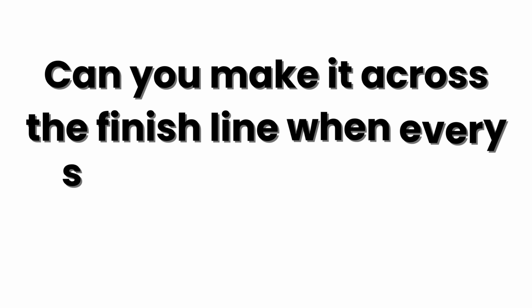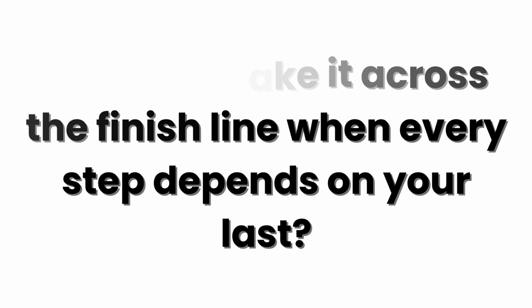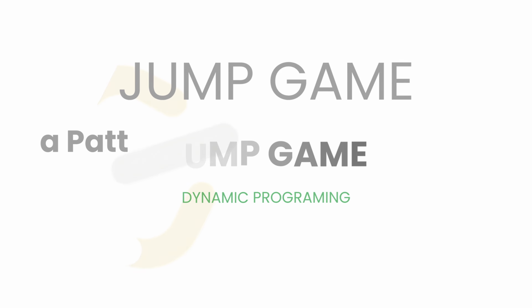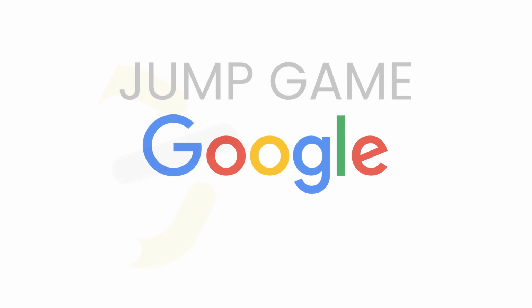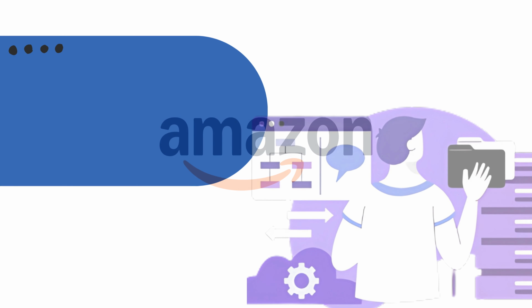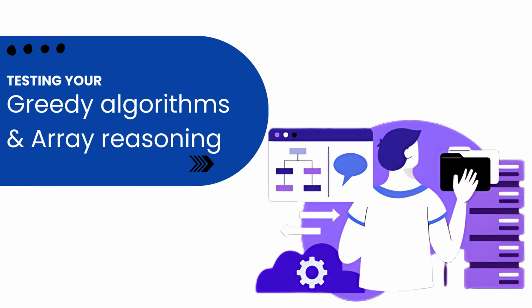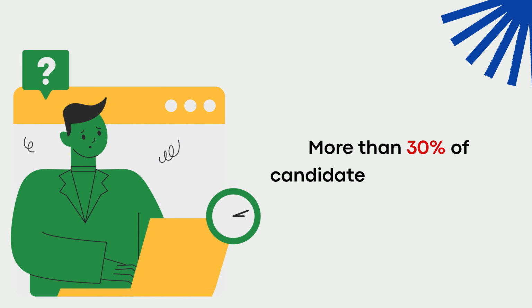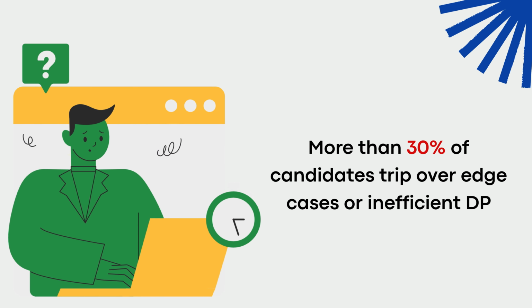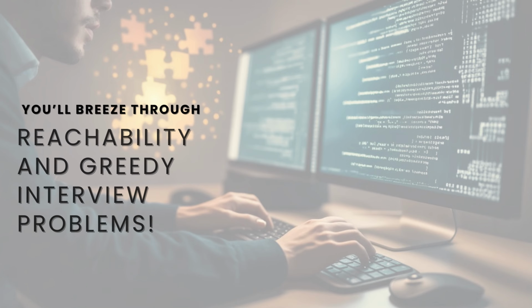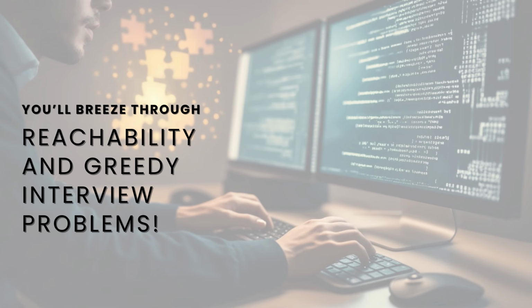Can you make it across the finish line when every step depends on your last? Jump Game is a Pattern Mastery 100 favorite and a classic at Google, Facebook, and Amazon, testing your greedy algorithms and array reasoning. 30% of candidates trip over edge cases or inefficient DP. Master this, and you'll breeze through reachability and greedy interview problems.